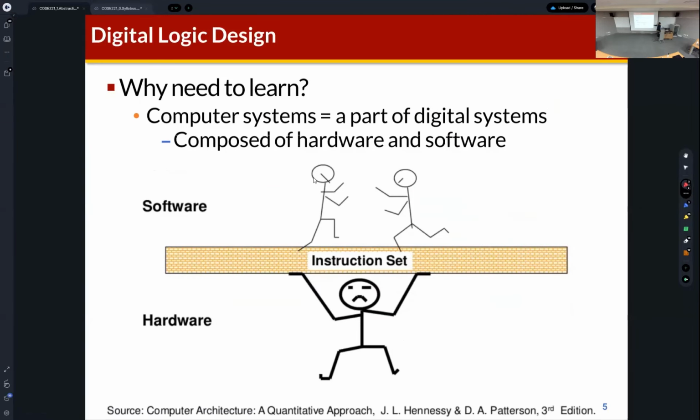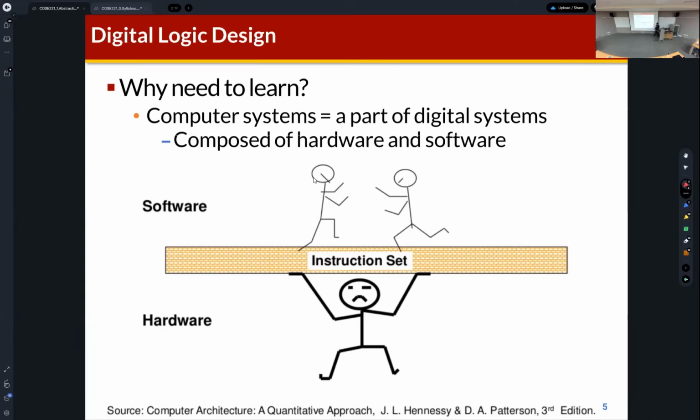I need to learn because of software and hardware. This is a figure from the computer architecture textbook. You can see the software people are playing on the instruction set, which is actually the instruction set architecture. And as you can see, the hardware is under this instruction set, and it is the base of this entire computer system.